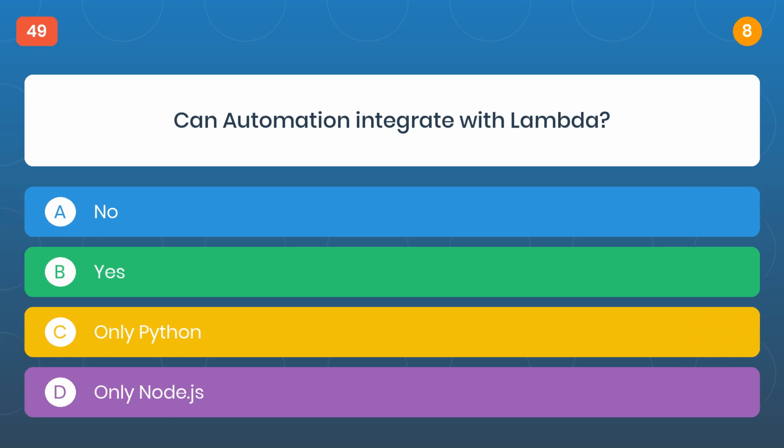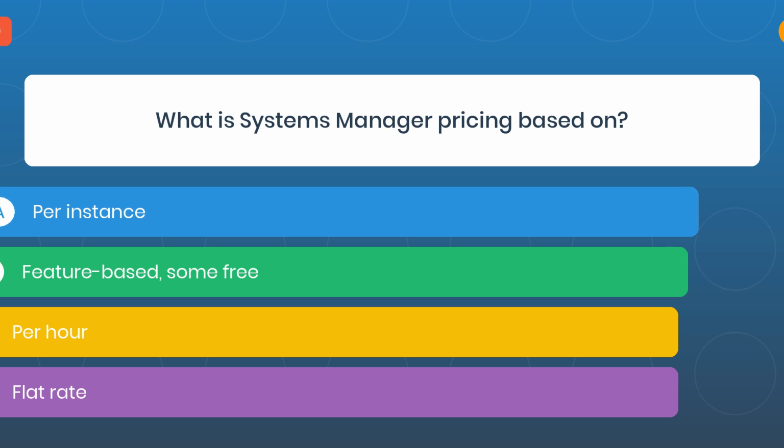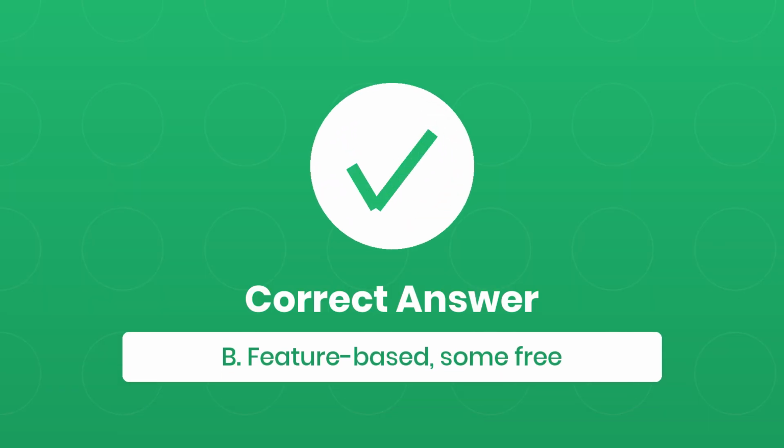Question 49. Can automation integrate with Lambda? The correct answer is B, yes. Question 50. What is Systems Manager pricing based on? The correct answer is B, feature-based, some free.